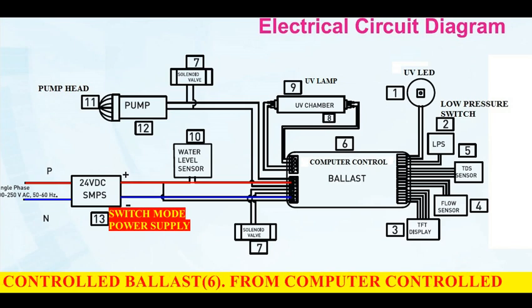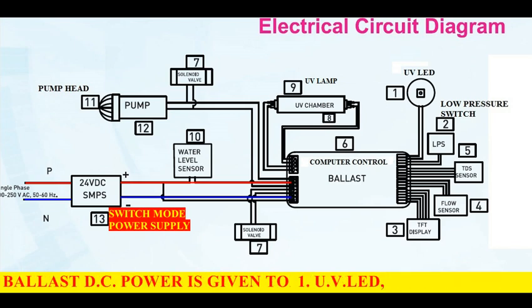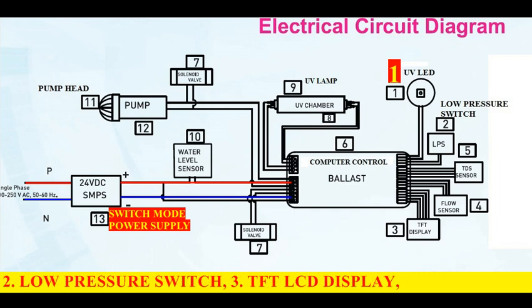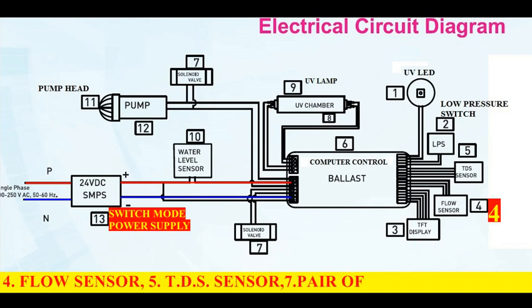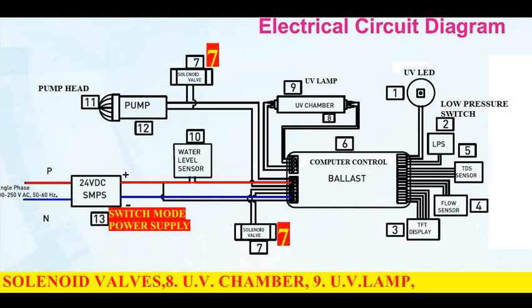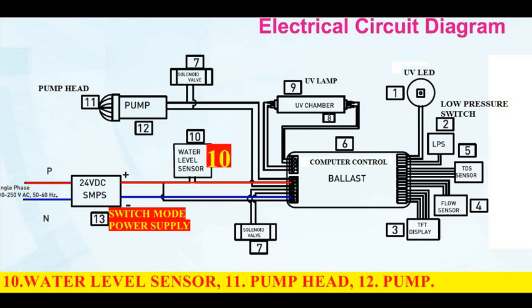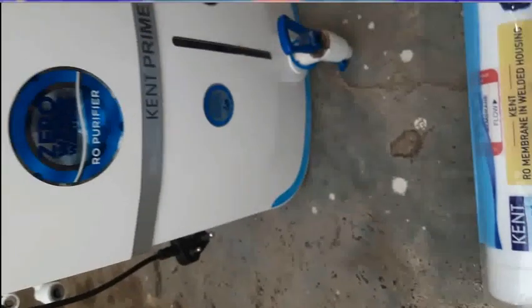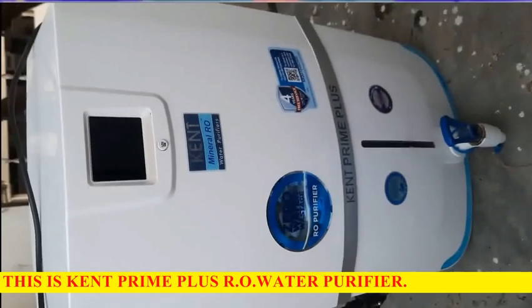From computer control ballast DC power is given to 1. UV LED, 2. Low pressure switch, 3. TFT LCD display, 4. Flow sensor, 5. TDS sensor, 7. Pair of solenoid valves, 8. UV chamber, 9. UV lamp, 10. Water level sensor, 11. Pump head, 12. Pump. This is Kent Prime Plus R.O water purifier.